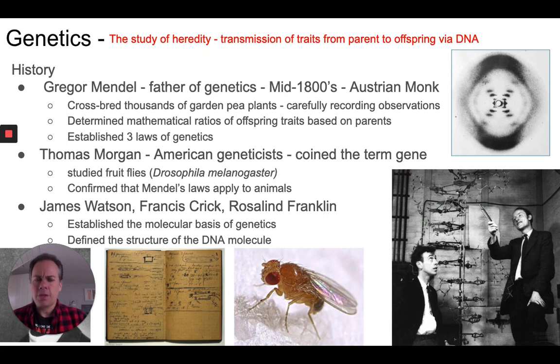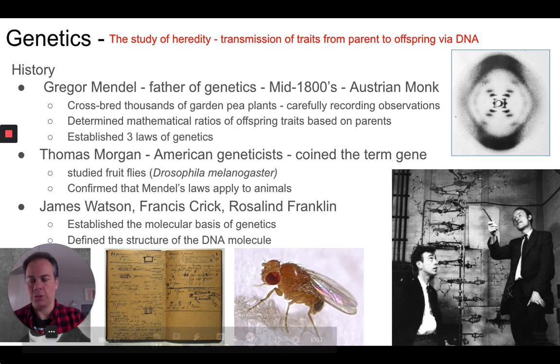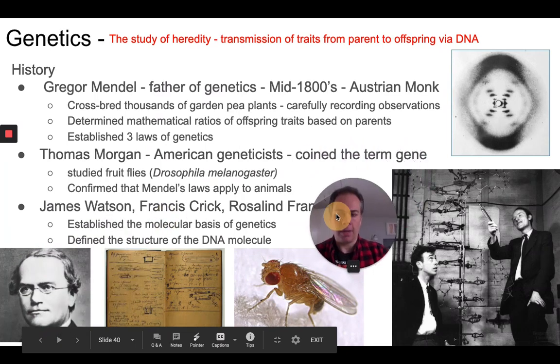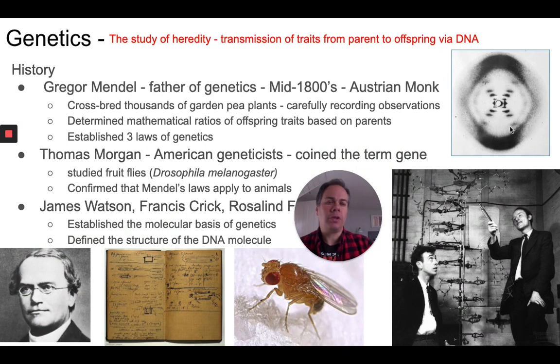Scientists credited with determining the molecular basis of genetics, the molecules and the structure of those molecules, were James Watson and Francis Crick, with help from Rosalind Franklin. Basically, they defined the structure of the DNA molecule. They put together a model that showed that it's in the shape of a double helix, and that the genetic code is stored within the sequence of bases of that DNA molecule.